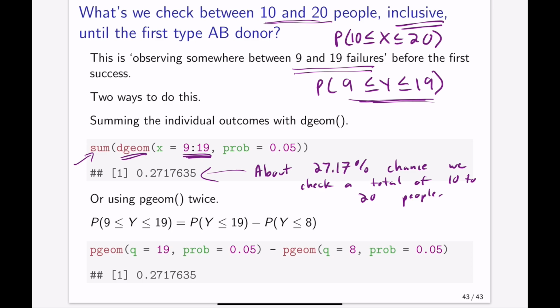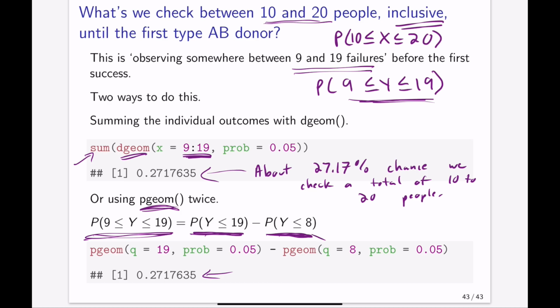And then another way you could do that is to use pgeom, and we're going to find the interval by finding the probability that's less than or equal to 19, but that's too much. And then we're going to subtract off how much too much that is. So when we do it that way, we get the same value, which is what we expect.